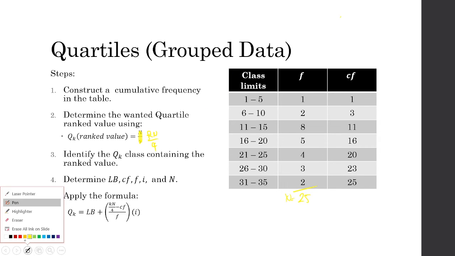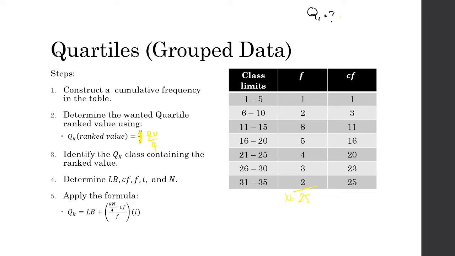Baguhin natin yung kulay ng pen kasi masyado siyang malabo. Let's say we are to compute for the first quartile. So to compute for the rank value of our first quartile, that will be equal to our 1 divided by 4 times n, which is 25 divided by 4. And as you may notice here, 25 divided by 4 is actually 6.25 ba? Check ko lang ha. So we have there 25 divided by 4, tama, 6.25. So our rank will be 6.25.